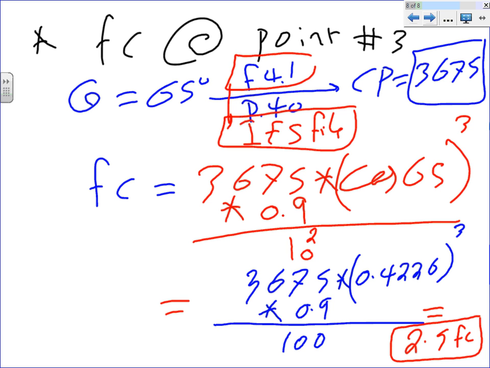Did you multiply by 0.9? I just take it, yeah. 2.5. But okay, thank you. Any questions, guys? So we found the foot candle. Can you see that this is not an average now? This is a point-to-point method.